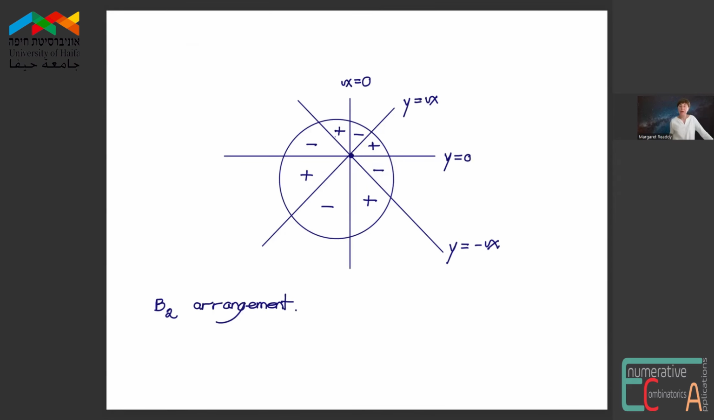The way you should think about this is, let's label these cuts. We have the line y equals 0, the x-axis, x equals 0, also the y-axis, the line y is equal to x, the line y is equal to negative x. So this is very indicative of the type B2 hyperplane arrangement.